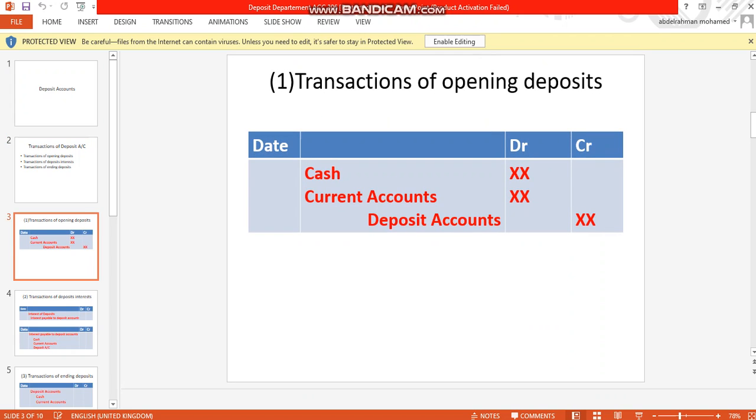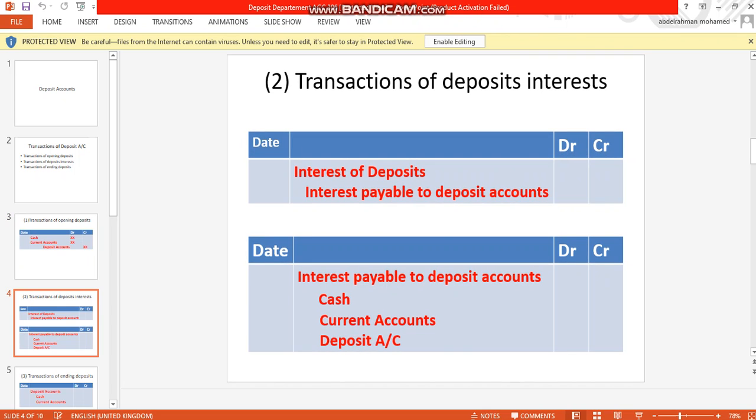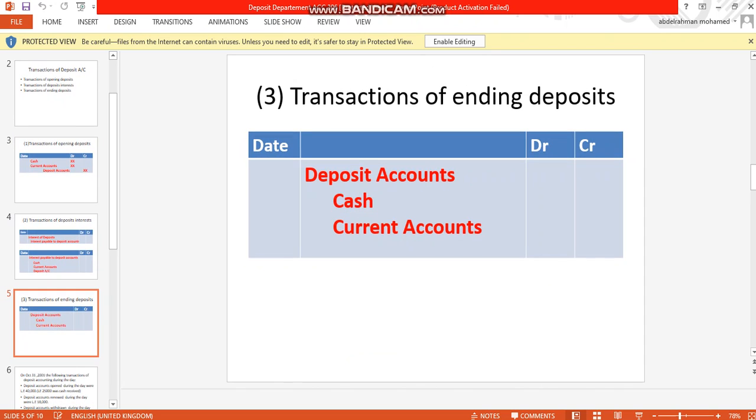Transaction of opening, the journal is from cash or current accounts to deposit accounts. Transaction of interest, we have two journals. The first, interest of deposit by interest payable to deposit accounts, and the second journal is from interest payable to deposit accounts by cash or current account or deposit account. The third journal is from deposit accounts by cash and current account.